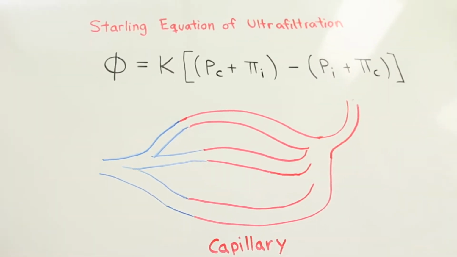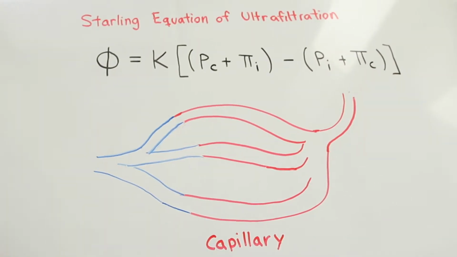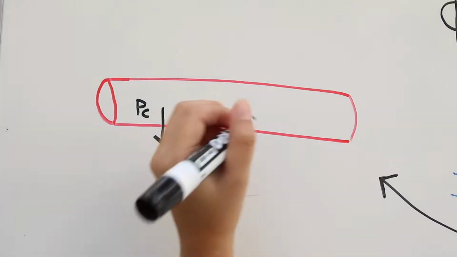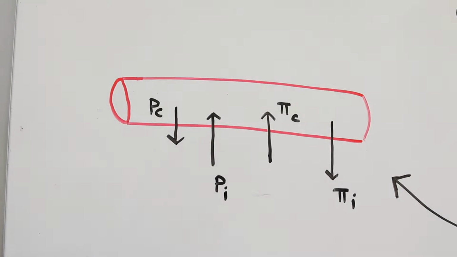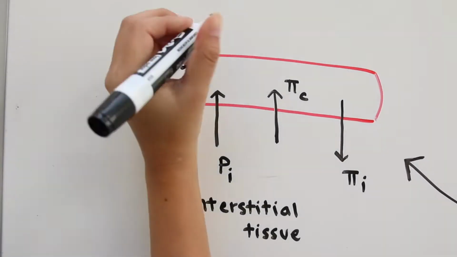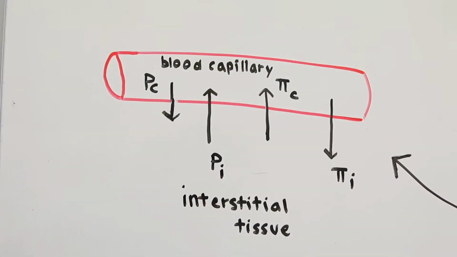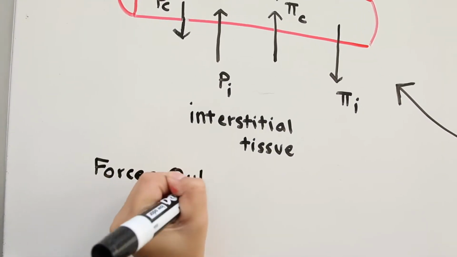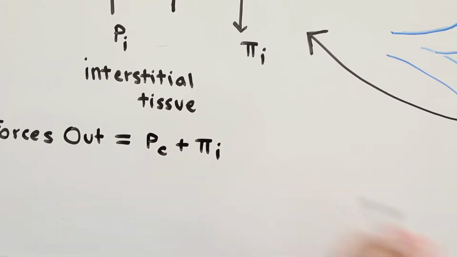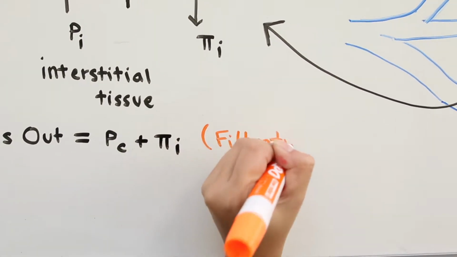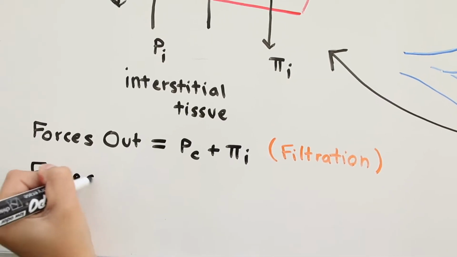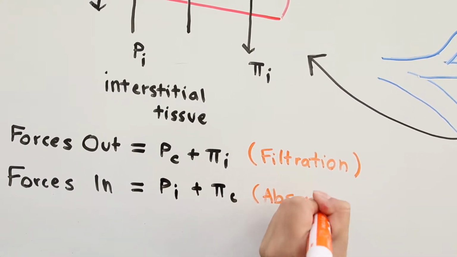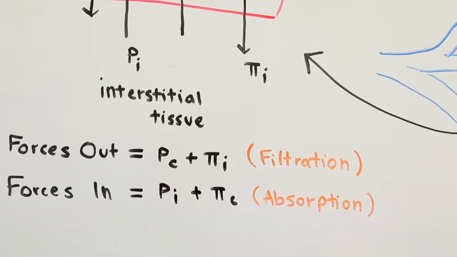The change in frog's weight can be explained using Starling's equation of ultrafiltration. This equation calculates the magnitude and direction of water flow across the capillary wall. Flux depends on the capillary blood pressure, the interstitial tissue pressure, capillary blood oncotic pressure, and interstitial oncotic pressure. The forces that push water out of the capillary depend on the capillary blood pressure and the interstitial oncotic pressure, which leads to filtration. The forces that push water into the capillary depend on the interstitial tissue pressure and the capillary blood oncotic pressure. This leads to absorption.